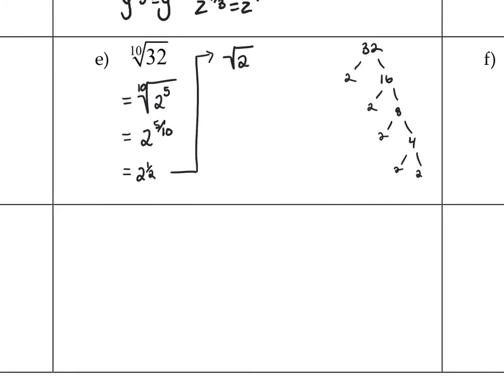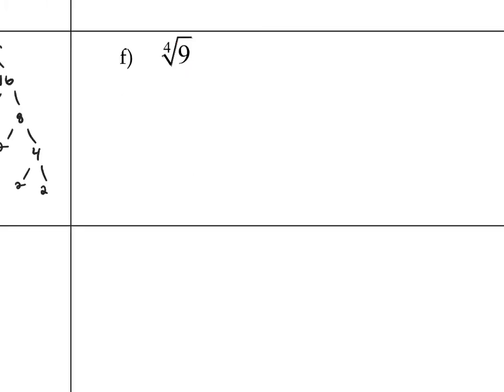And that is our simplified answer. Notice the index from the original expression went down, and also the radicand itself got smaller. So that's how this got simplified.